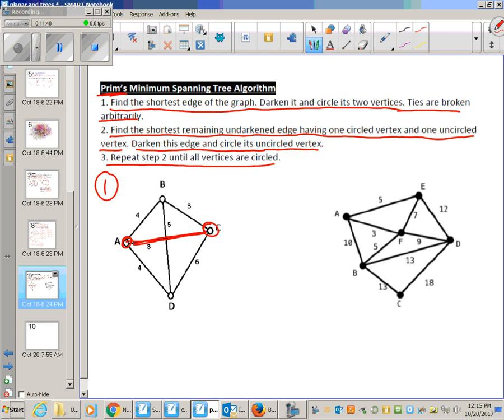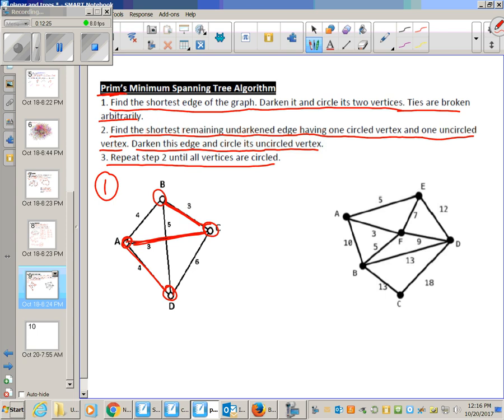Step 2 says find the shortest remaining undarkened edge having 1 circled vertex and 1 uncircled. So basically it just wants me to branch off of this edge to the next smallest weight, which is BC. Then it wants me to find the cheapest one from there that connects to the last uncircled vertex, D. In this case, we're probably going to go with AD. That's the next cheapest one, of 4, that connects all my vertices.